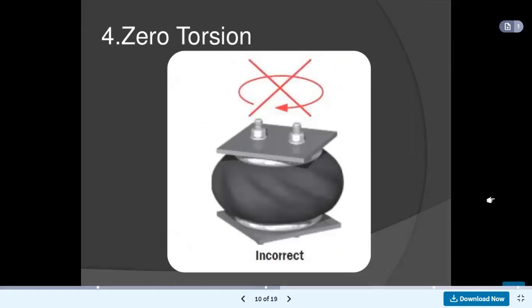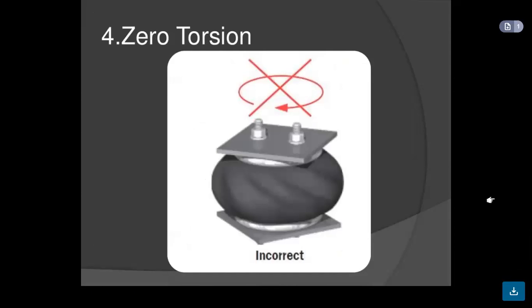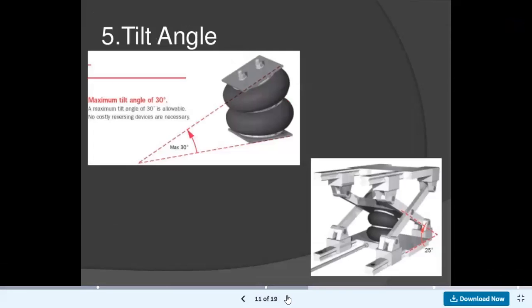Then one more concept is there, that is zero torsion. If this type of arrangement is provided, and if we completely tighten this, then it is an incorrect method. So cracks must take place here. So this zero torsion condition is avoided.